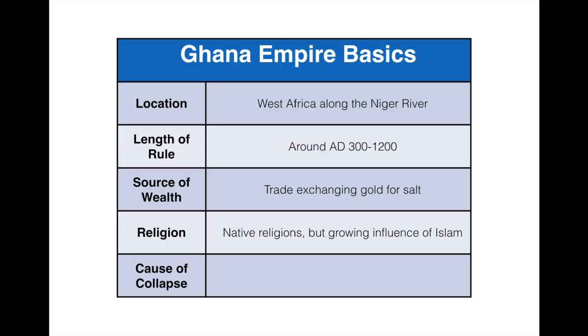Religion: they had their own native religions, but with a growing influence of Islam. By the time the Ghana Empire fell, most of the royalty and nobles were actually Muslims, but your average person still had their own native religions. Finally, why did it collapse? It was the reduced effectiveness of government. We don't know the exact mechanisms, the hows and whys, but the Ghana Empire eventually collapsed because groups fought between each other, and one of the groups, the Mali Empire, got bigger and took over them all.